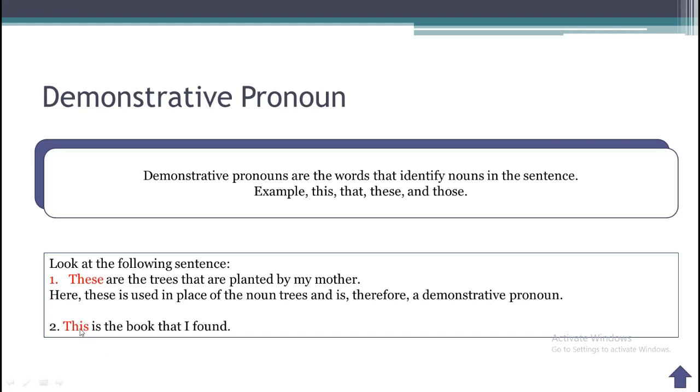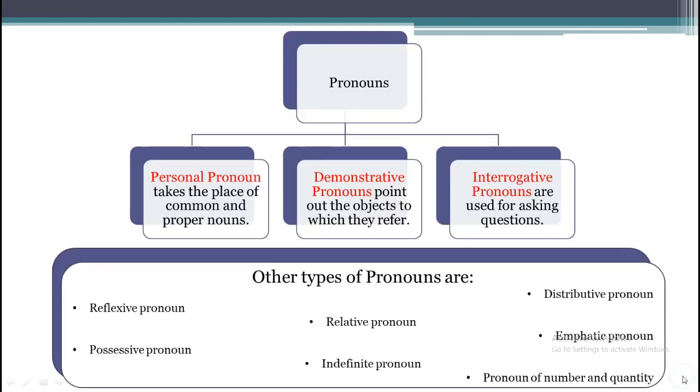Now see the next one. This is the book that I found. Pointing out towards a particular book, I say this is the book that I found. Moving back to the types.